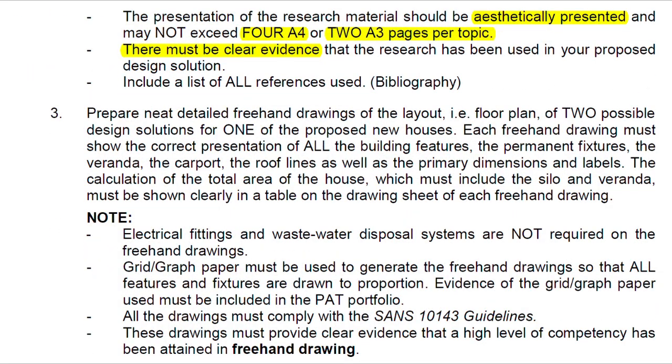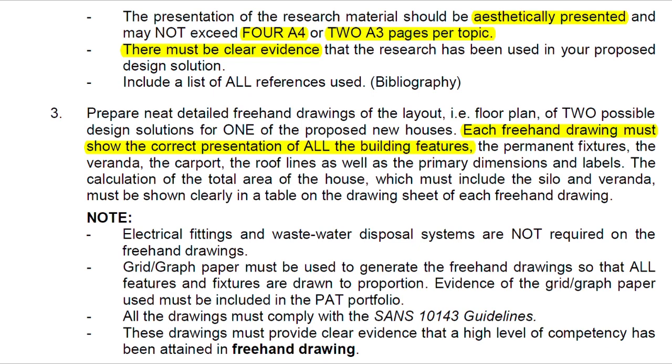Then you need to prepare detailed freehand drawings of the layout, an example floor plan, 2 possible design solutions for one of the proposed new houses. Each freehand drawing must show the correct presentation of all the building features. And this they're referring to SANS. They want to make sure that when you draw your toilet, when you draw your bath, your walls, when it's drawn freehand, it looks as if it is drawn correctly according to SANS. Representing the correct representation of features.